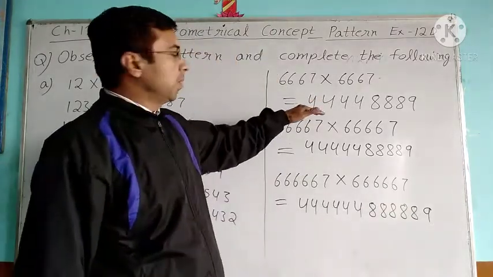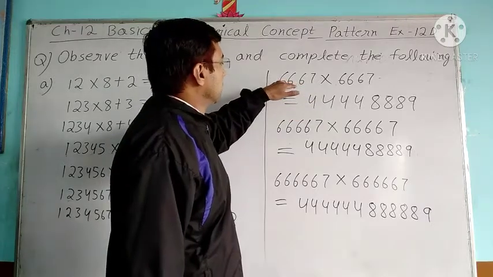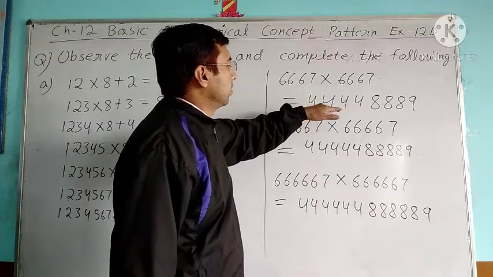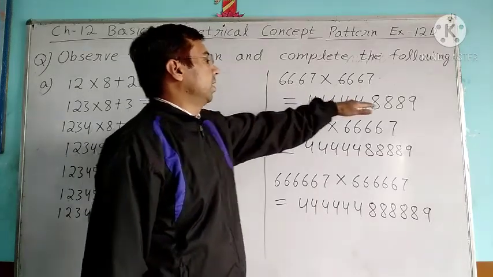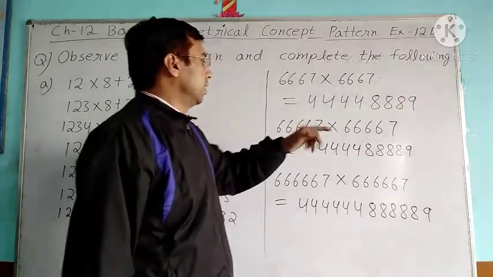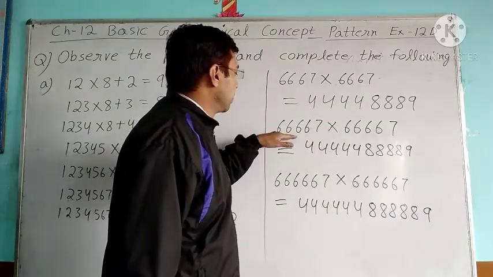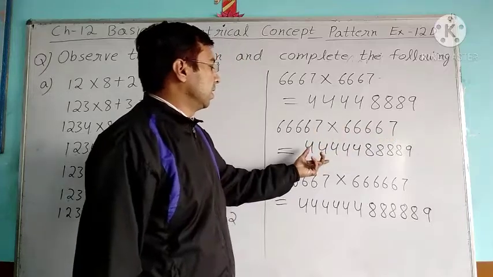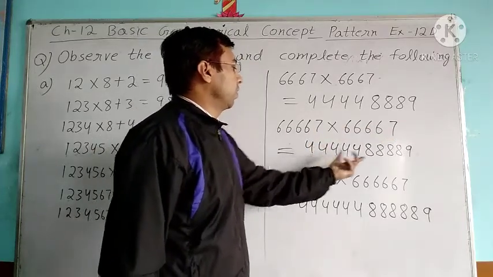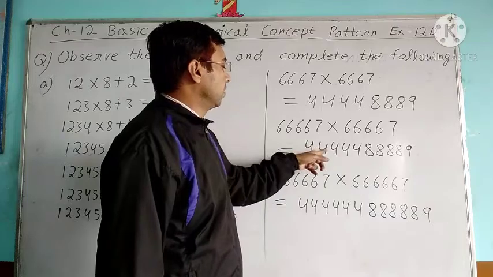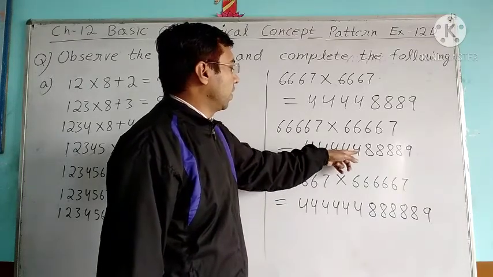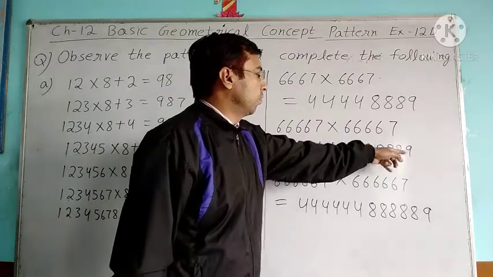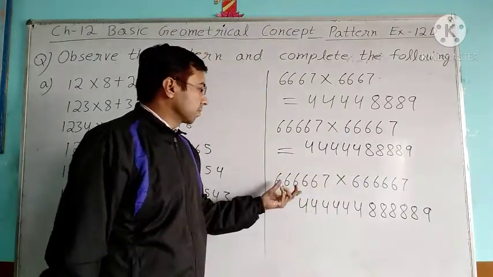Once again, see the pattern. Here when it was 3 times 6, 1 times 7, then here it was 4 times 4 and 3 times 8, 1 times 9. When it was 4 times 6, 1 times 7, then it became 5 times 4 and 4 times 8, 1, 2, 3, 4, 5 times 4 and 4 times 8, 1, 2, 3, 4. 1 times 9.